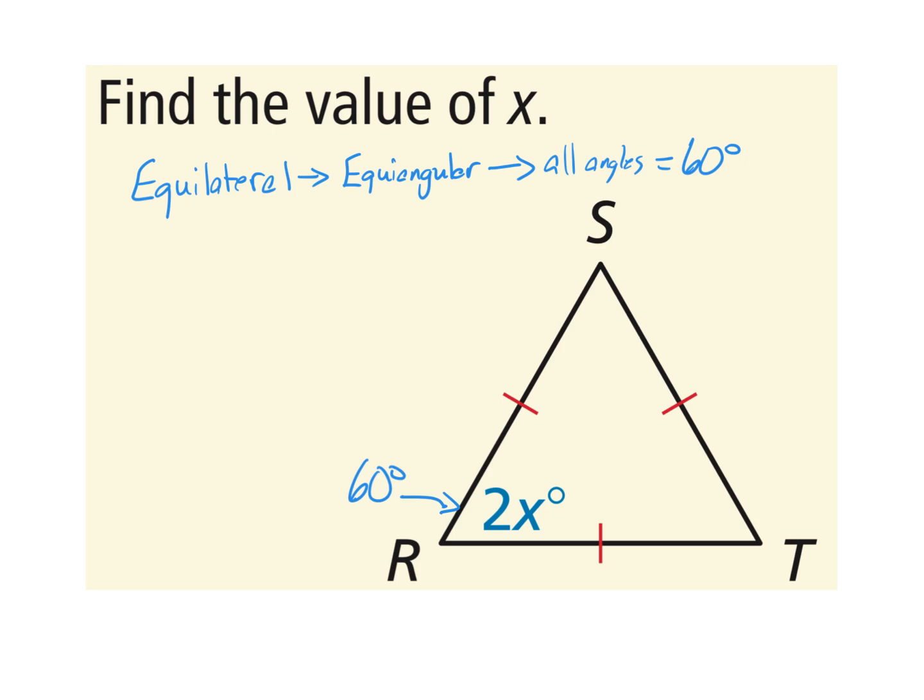But we don't care about those. We're just focusing on this one. So if angle R is 60 degrees and it's also 2x, I know that those are equal to each other. So I'm going to say 2x equals 60. Okay? Because angle R is 2x, but it's also 60. So I can say 2x and 60 are going to equal each other.